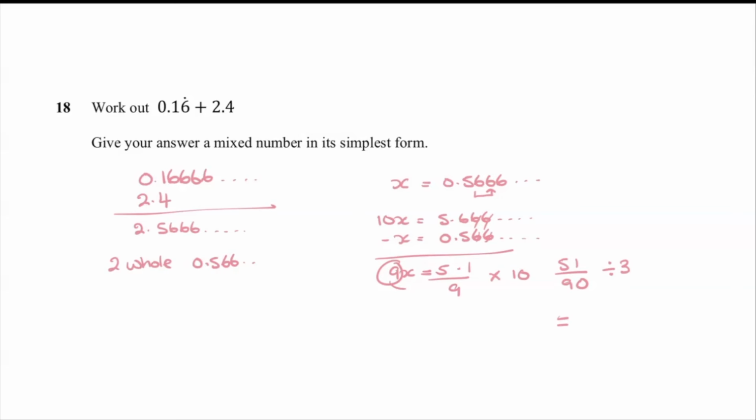3s into 51 go 17, and 3s into 90 go 30. My final answer has to include that whole part that I kind of ignored whilst I was working on the decimal. So our final answer is 2 and 17 over 30.